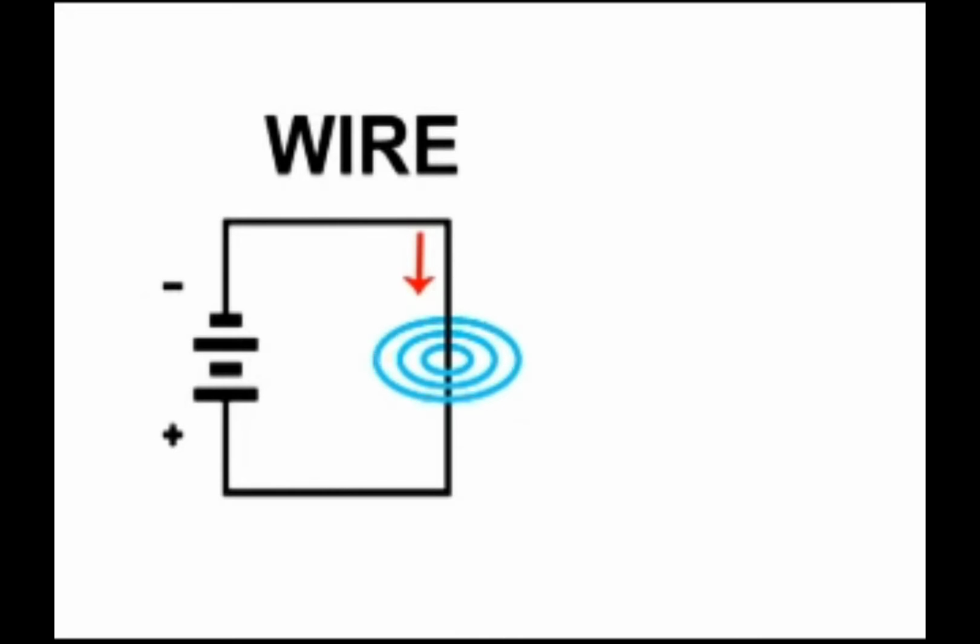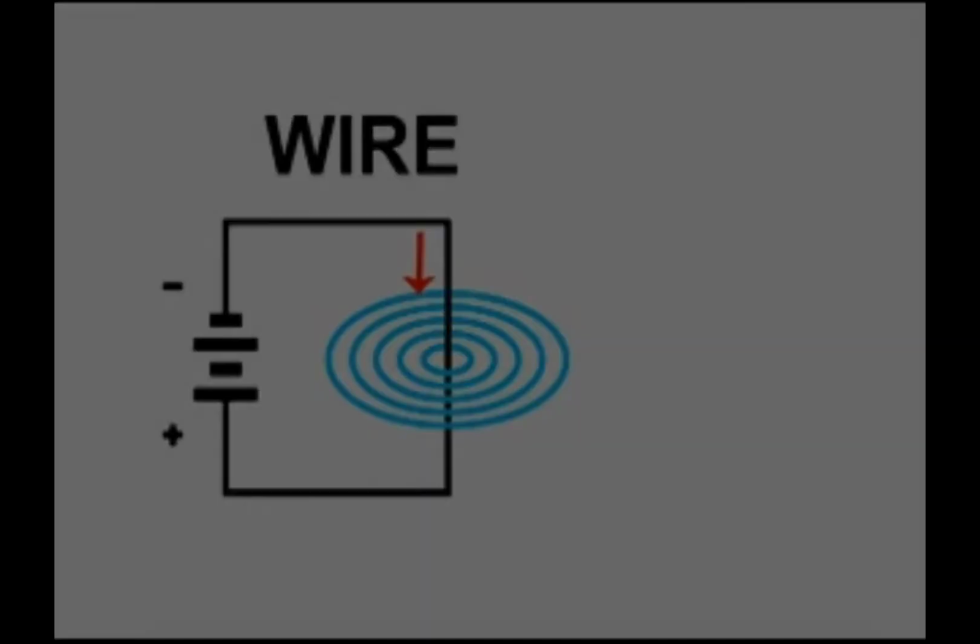It's actually all over the wire. I'm only showing it in one small section here. Now when maximum current has been reached through the wire, the magnetic field stops expanding or stops moving.